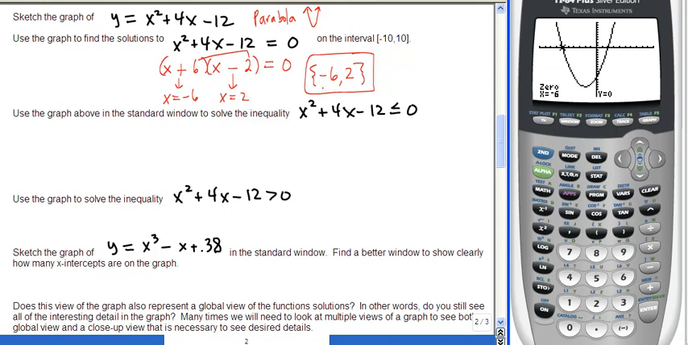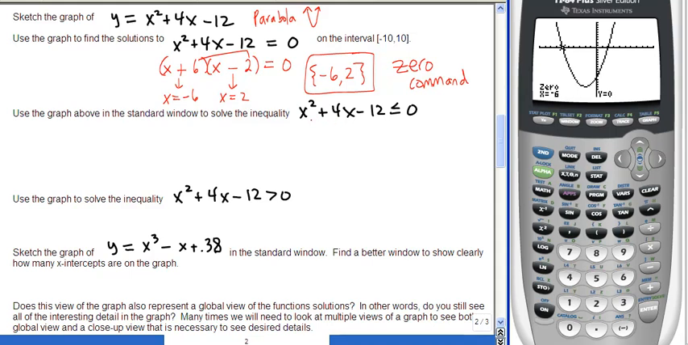So using that 0 command can really help you locate your x-intercepts, or what we call zeros, or what we call roots. And it's especially important when you have very messy equations that would be really difficult to solve by hand. Now, using the same equation, not only can we solve equations using our graph, we can also solve inequalities.